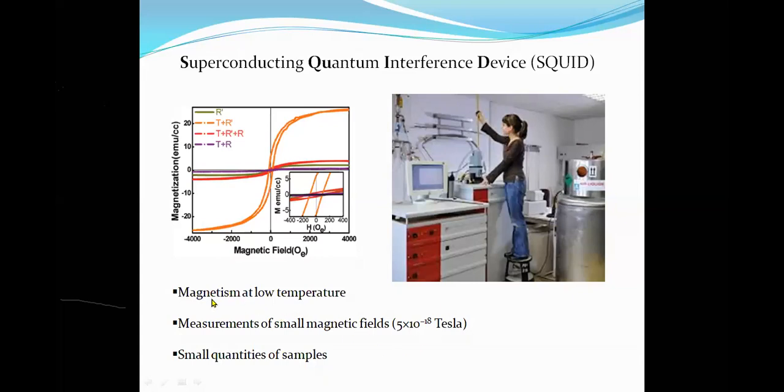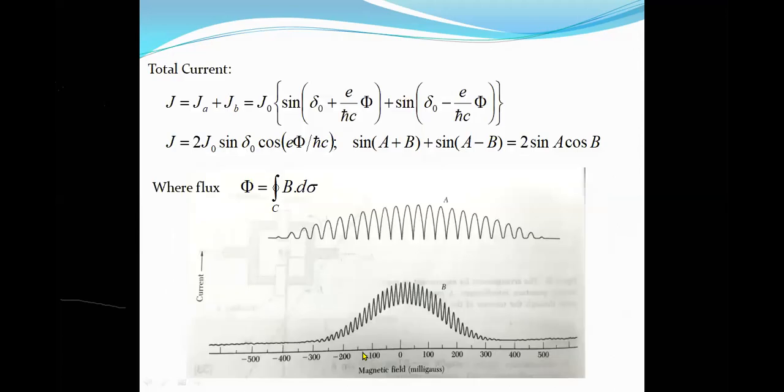What is the purpose of this? Measuring the magnetism at low temperature, measurement of a small magnetic field. Now you can see how small you can measure, 10 raised to the power minus 18 Tesla. This is an extremely small magnetic field which you can measure just from very small samples.